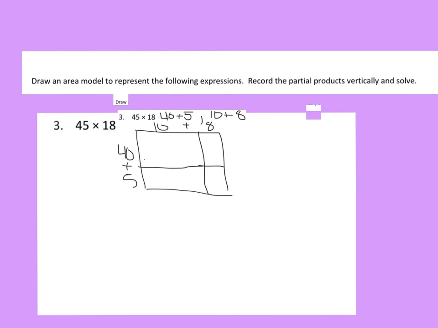Now we can figure out our products. So we'll do 40 times 10 first to get 400 in the biggest square. Then we'll do 5 times 10 to get 50 in the square. Next, 40 times 8 to get 320 in this box. And then finally we'll do 5 times 8 to get 40 in this box. 400 plus 320 plus 50 plus 40 gives us an answer of 810.